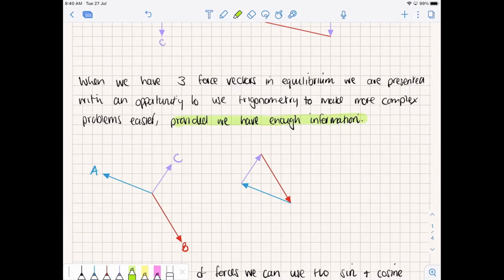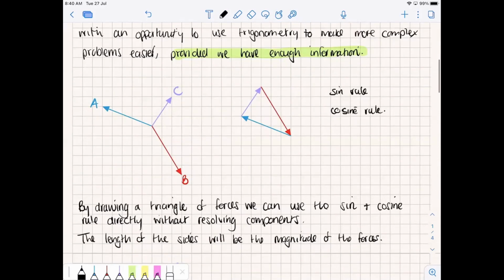We spent an entire term last semester looking at trigonometry. And so we can use things like the sine rule and the cosine rule to help us resolve these vectors faster. So by drawing this triangle of forces, we can use the sine and cosine rule directly without having to resolve components. In other words, I have 3 force vectors there.